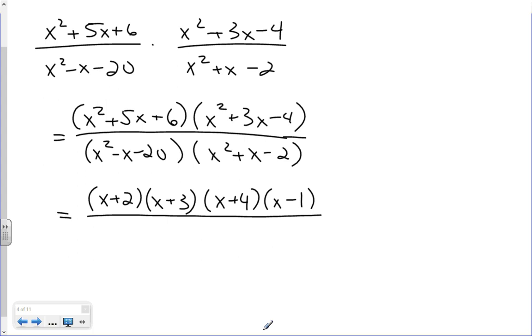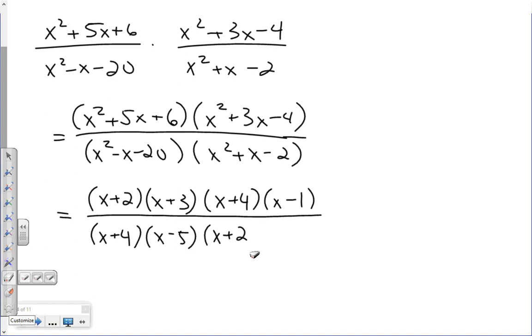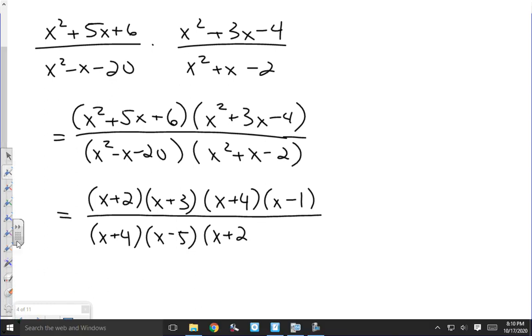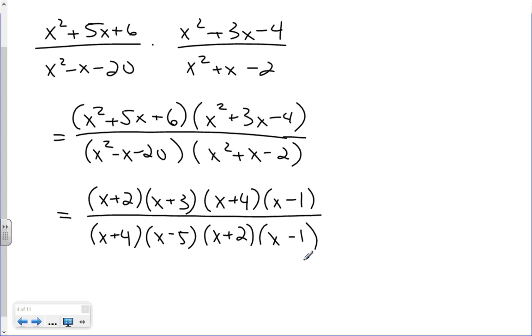And now in the denominator, do the same thing. X squared minus x minus 20. Two numbers whose product is a negative 20, but sum is a negative 1. We're going to need a negative 5 and a positive 4, it sounds like. So x plus 4 and x minus 5. And then finally, x squared plus x minus 2. Again, I need a product of negative 2 and a sum of a positive 1. So it's going to be positive 2 and a negative 1, it sounds like. So x plus 2 and then x minus 1.